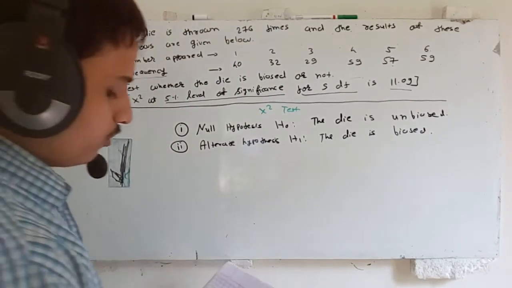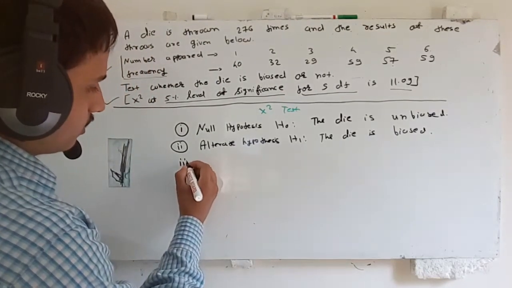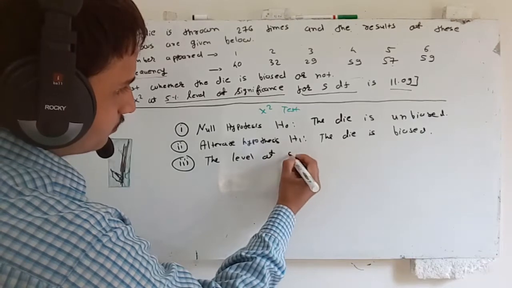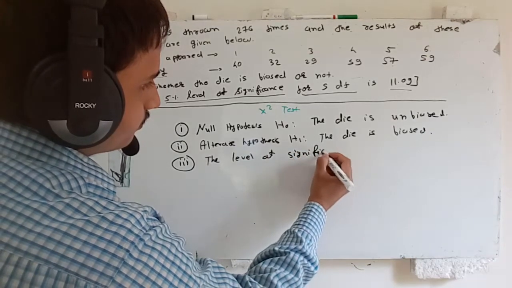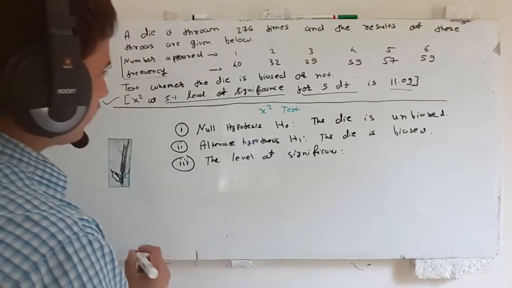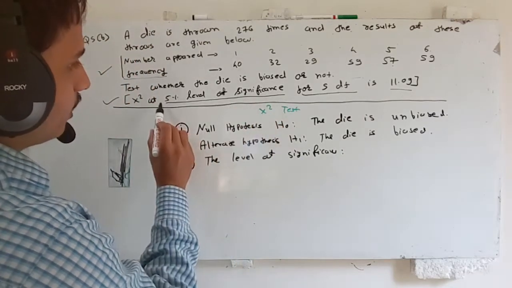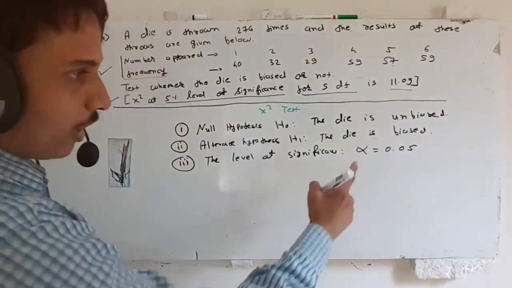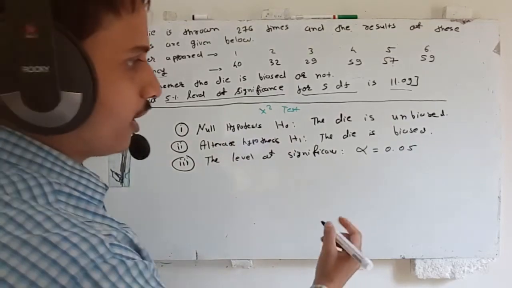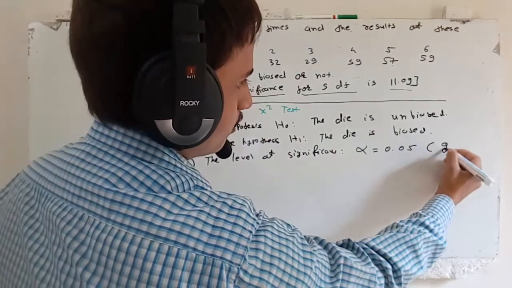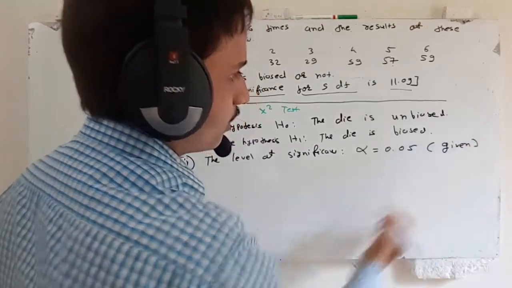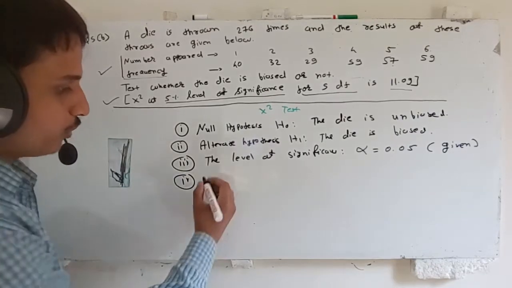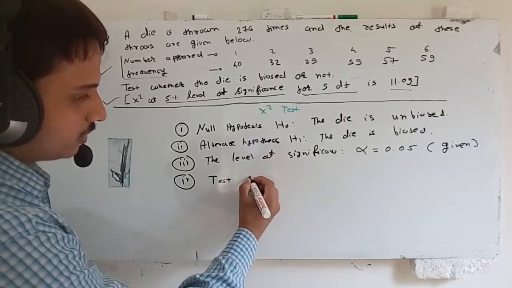Then we will assume the level of significance. In this example, the level of significance is already given, that is 5%. So alpha will be 0.05. But if this value is not given in the question, then we will assume, and always assume, 0.05. In this case it is given, so we will write given. Now we will move on to the fourth step, that is the test statistic.